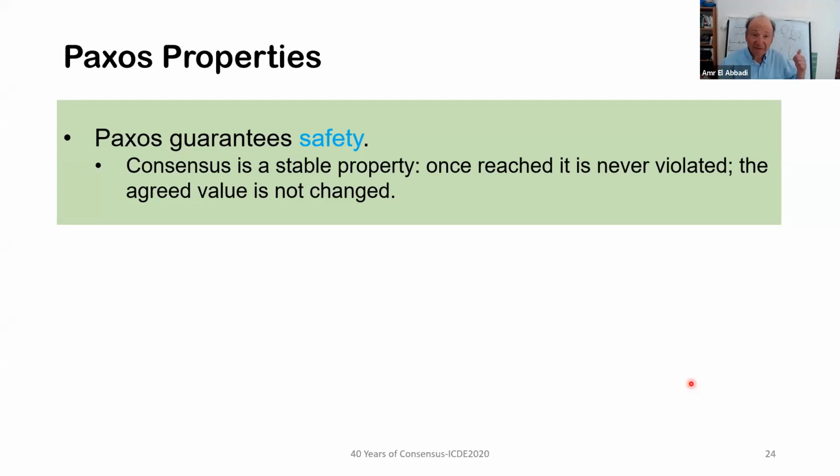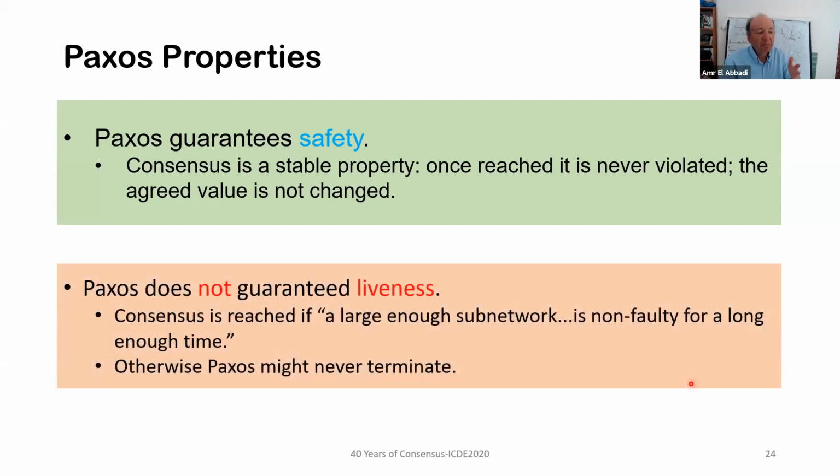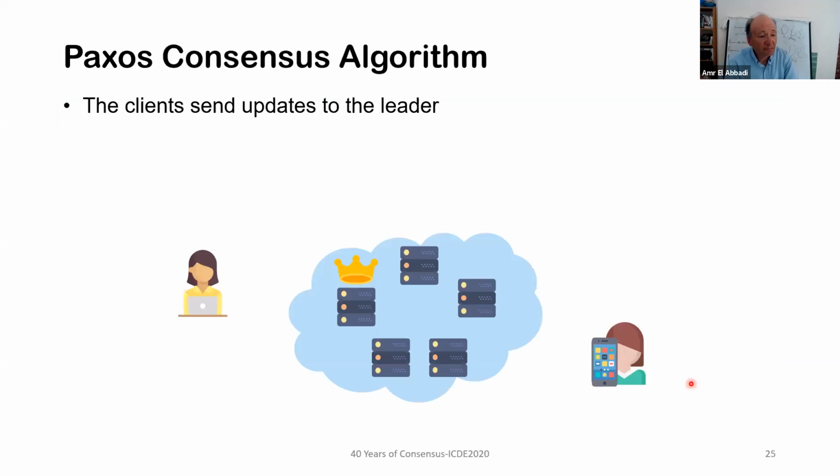Since this is an asynchronous system, Paxos will guarantee safety, obviously, but it cannot guarantee liveness. Liveness consensus is achieved if a large enough subnetwork is non-faulty for a long enough amount of time. From a practical point of view, this often happens. As a result, consensus is reached most of the time. But one has to remember it doesn't violate the FLP result. It might not terminate. So how does the protocol at an abstract level work?